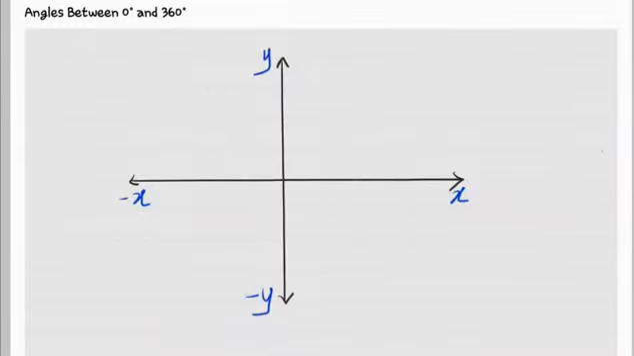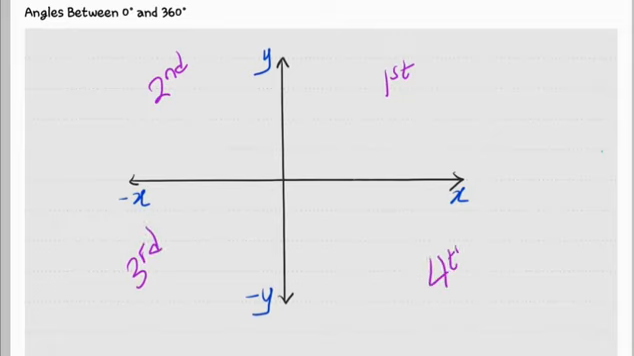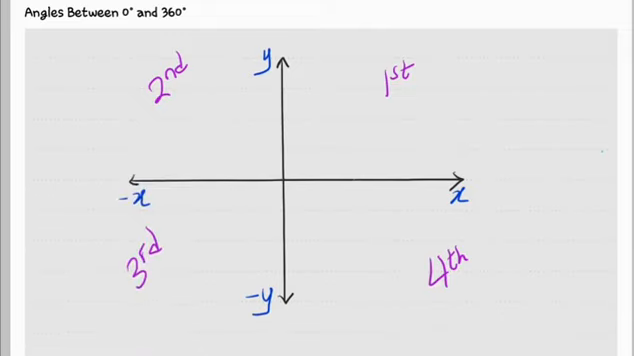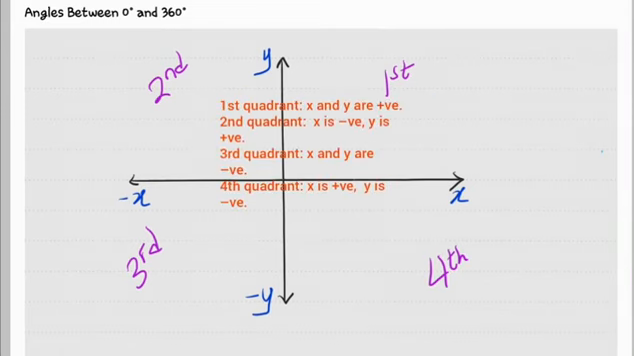In a Cartesian system, there are 4 quadrants. We have the first, second, third, and fourth quadrant. For the first quadrant, x and y are positive, so you can have a point like 2, 7.